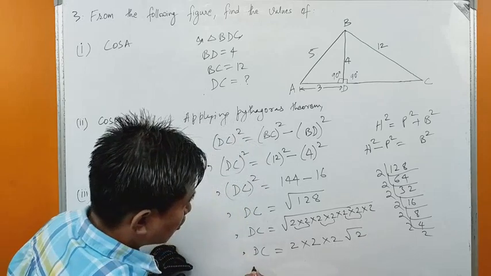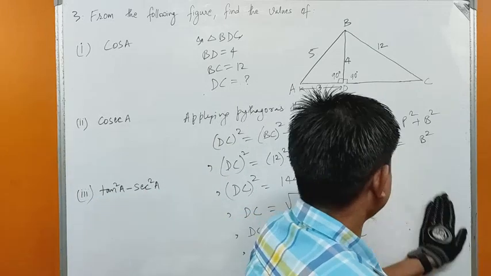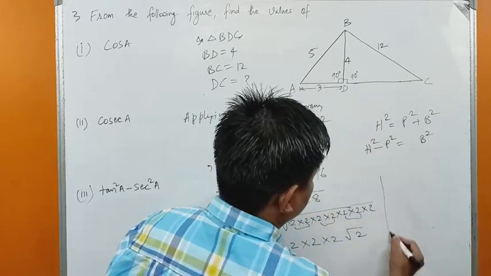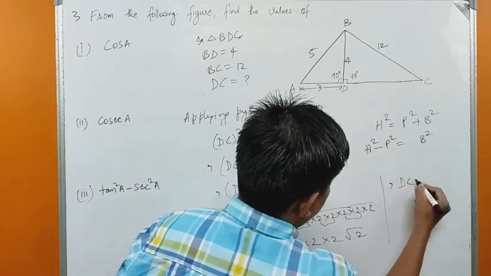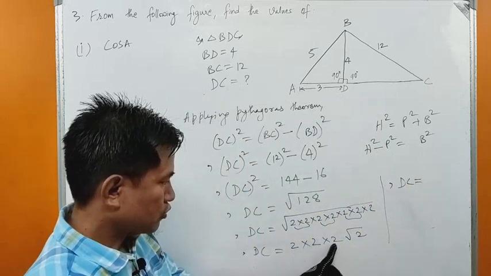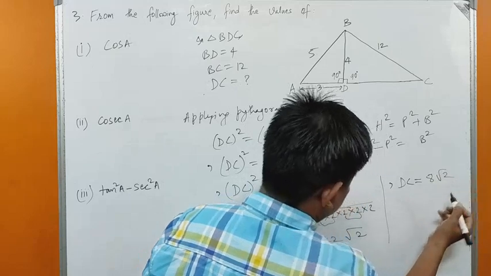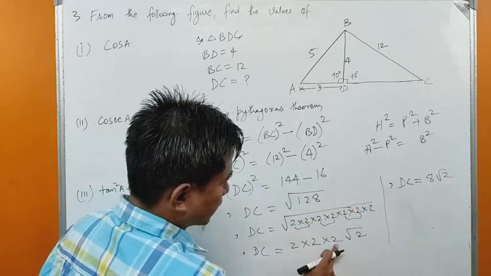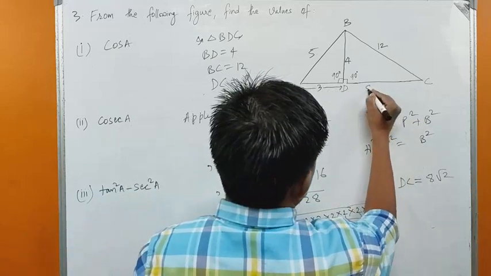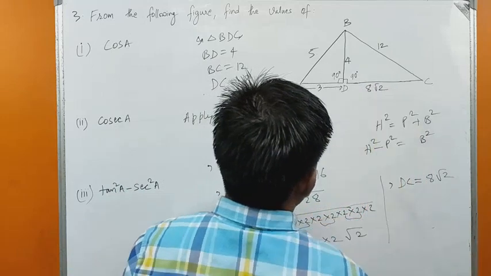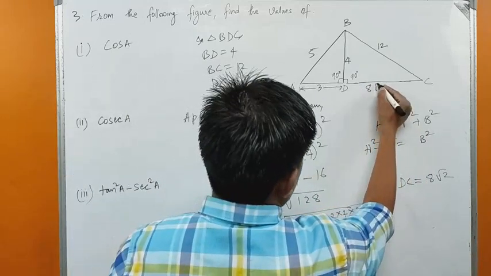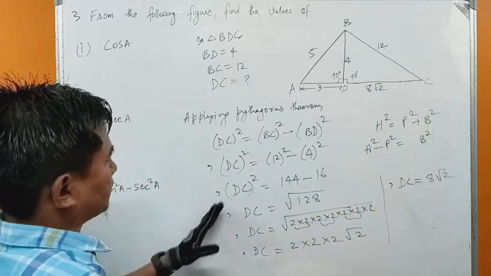Or let me write here, DC equals 2 into 2 into 2, 2 2s are 4, 4 2s are 8, 8 root 2, isn't it? So we found DC, that is 8 root 2. Okay, 8 root 2. Now please take the screenshot.